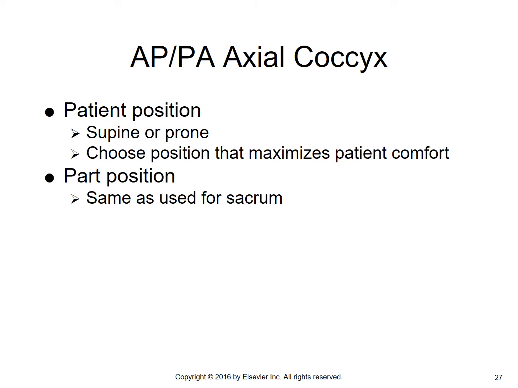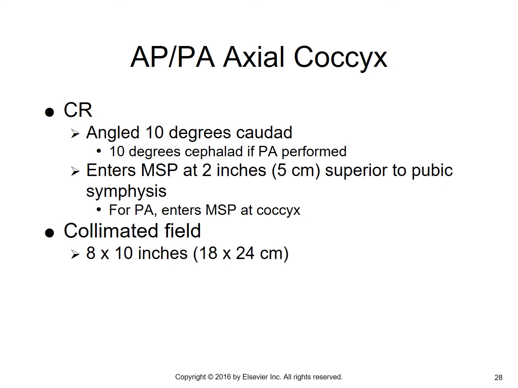AP and PA axial coccyx. The patient is supine or prone. Once again, you're choosing the position that maximizes patient comfort. Part position is the same as used for the sacrum. For the coccyx, because when you're lying AP that coccyx tips up, you need to hit it with a 10-degree caudal angle, and that's going to flatten it out on the image.